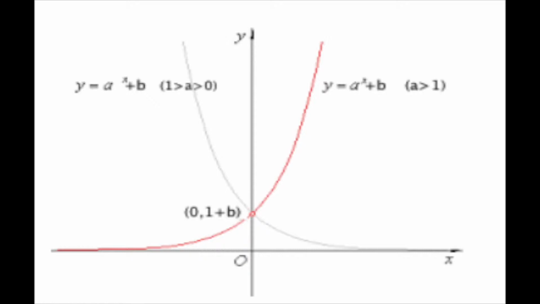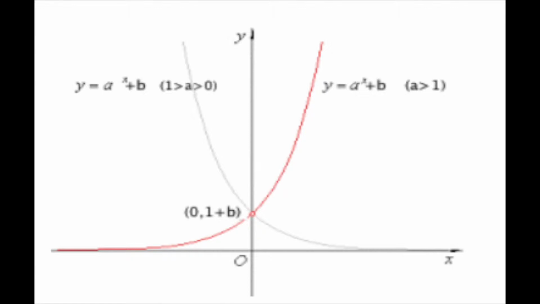In this graph, when a is more than 1 and x is negative, the exponential function is very flat, whereas when x is positive, the function rises rapidly. On the other hand, when a is between 1 and 0, the function is monotone decreasing. It decreases rapidly when x is negative. However, when x is positive, the function becomes very flat.